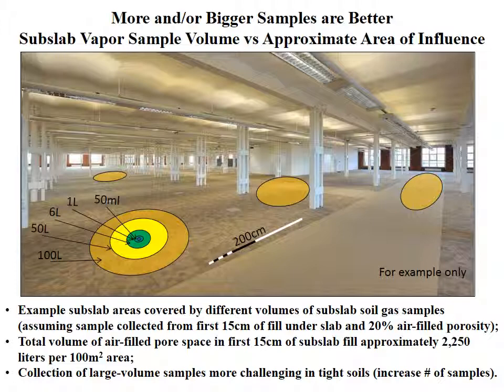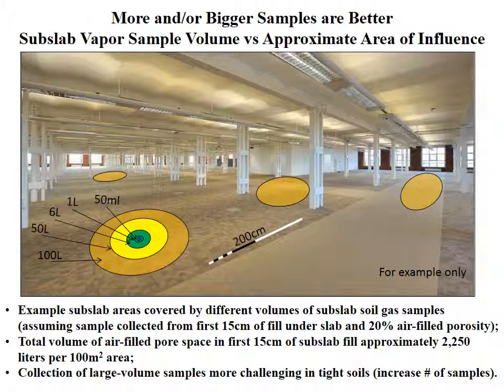whereas a 100 square meter area of a slab, 15 centimeters down in the fill material, if you assume again 20% air-filled porosity, would represent about 2,000 or 3,000 liters. So a 50 milliliter sample collected from this large volume of a plume really isn't going to tell you much.